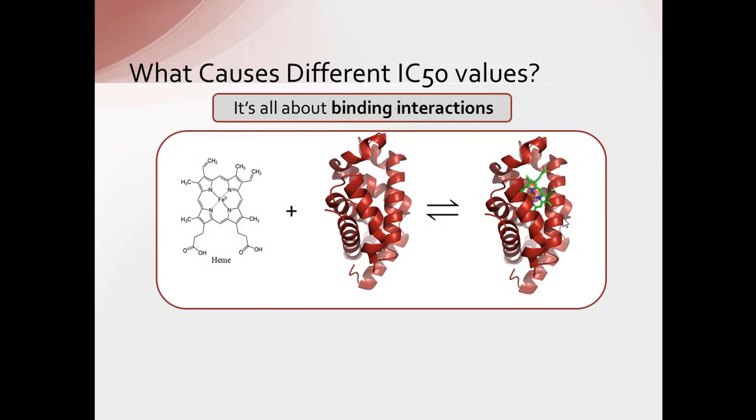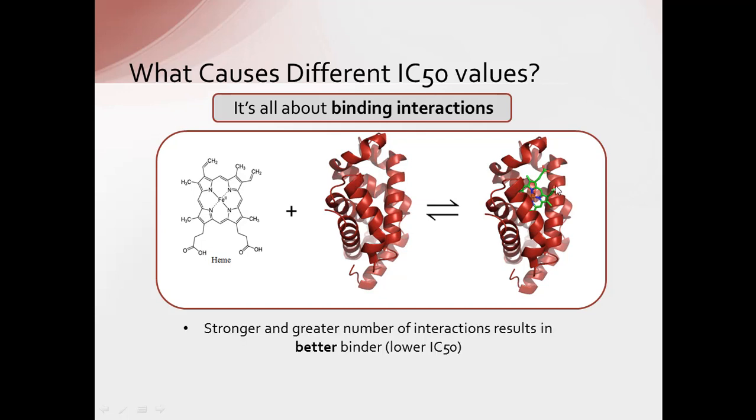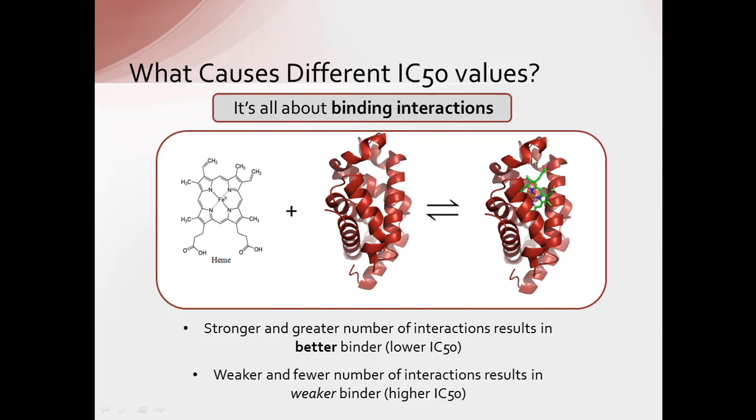It's all about those binding interactions between your drug or your molecule of interest and the target protein. When you have a greater number of and stronger interactions between the drug and the target protein, this results in a better binder and a lower IC50 because it will more efficiently kick out that ANS molecule. And of course, conversely, if you have fewer and weaker interactions between the drug and the protein, this results in a weaker binder or a higher IC50 because it will take more of the drug to kick out the ANS molecule.